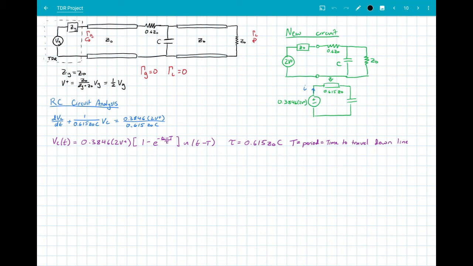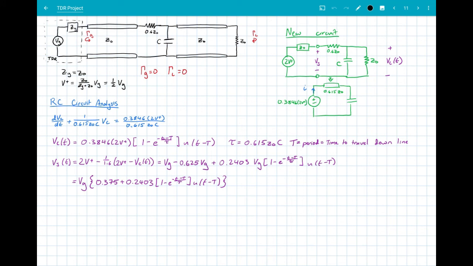Then we have our tau constant, which is 0.615 Z0 C, and a period T, which is the time it takes for it to travel down the line. So now we know that the voltage at the capacitor will be equal to this equation. And since the capacitor is linked directly to this transmission line, the voltage on this transmission line will equal this value as well, but we don't really care about that in this case since we're only doing a TDR analysis.